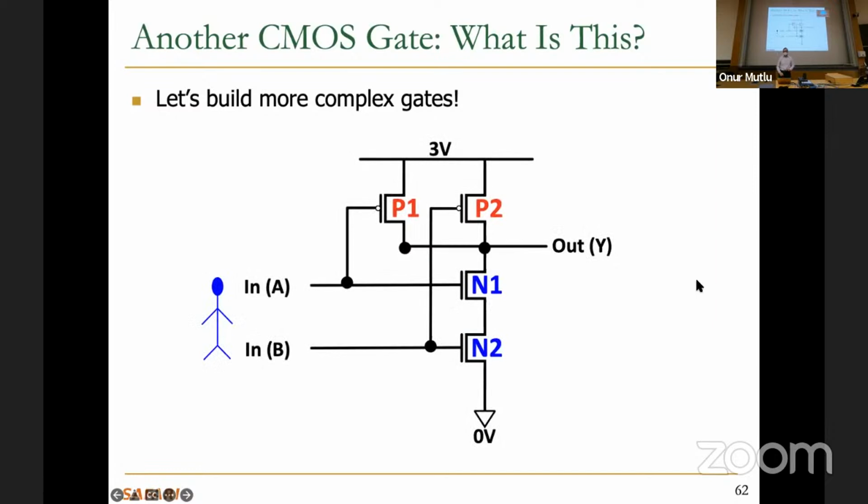So what is this? Maybe you can think of this a little bit. I kind of threw something at you. So let me help you a little bit. You have 2 inputs, A and B. You have 2 PMOS transistors in parallel connected to the output. And you have 2 NMOS transistors in series, serially connected to the output, as you can see. And input A is applied to 1 PMOS transistor and 1 NMOS transistor over here. And input B is applied to 1 PMOS transistor and 1 NMOS transistor over here. Have you figured out what it does?